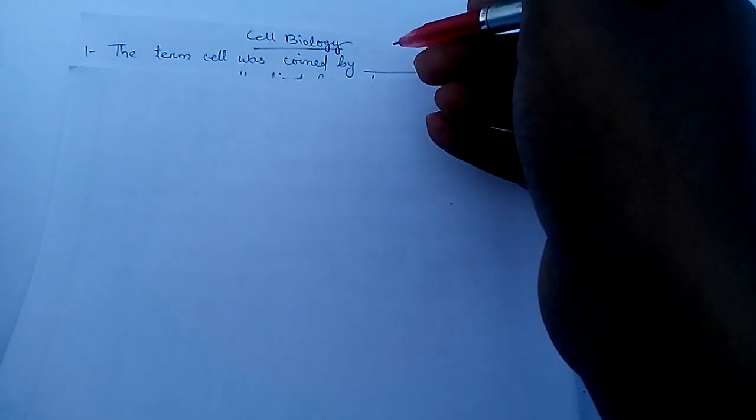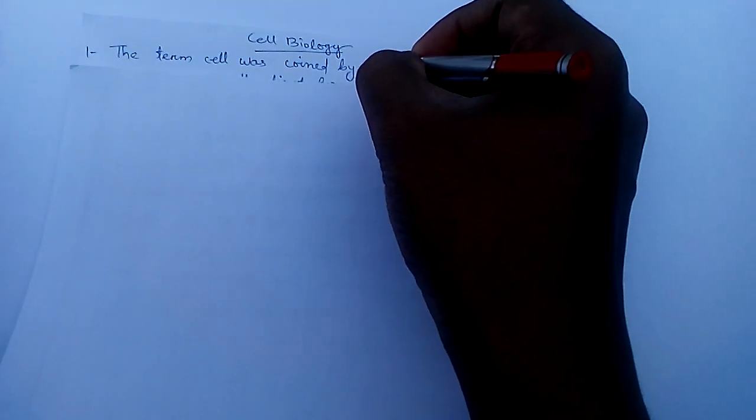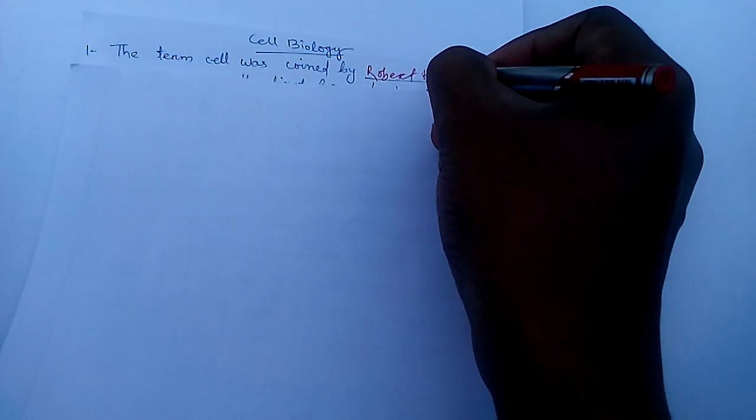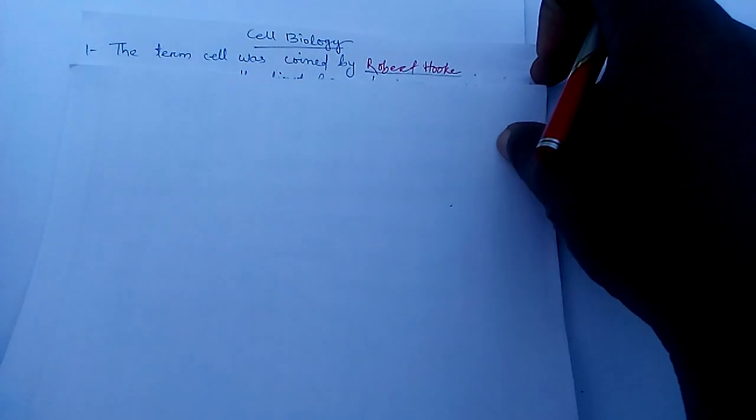Let's move to our first question. Our first question is: the term cell was coined by dash. These are some short questions from the chapter Cell that we are going to discuss. As we know, the term cell was coined by Robert Hooke. The correct answer is Robert Hooke. He was the first person who coined the term cell. He was also the first person to observe cells, the dead cork cells. So the correct answer to our first question is Robert Hooke.